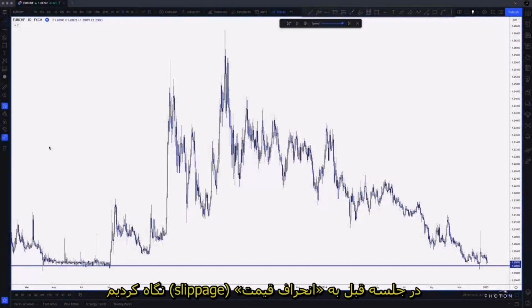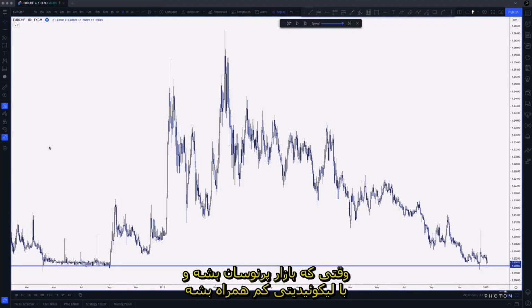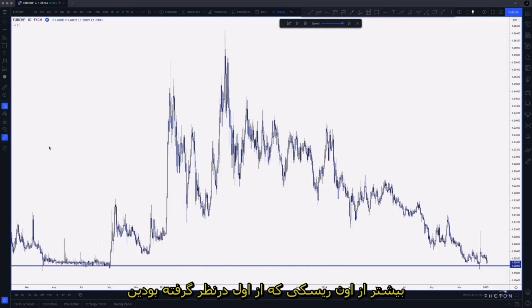So in the previous lesson, we looked at slippage, and we realised how that can happen when there are volatile events in the market. When you combine that with low liquidity, you can experience losing more than you had initially anticipated, more than the risk that you had originally calculated to potentially lose.